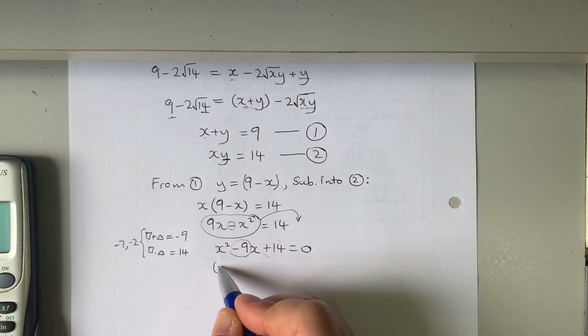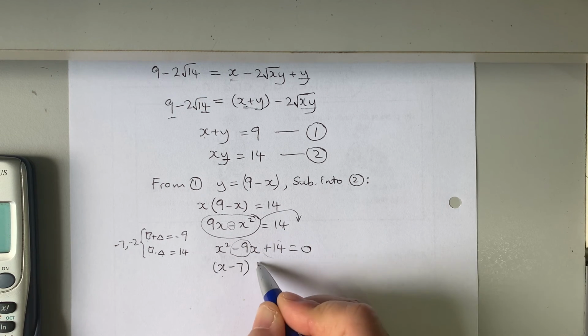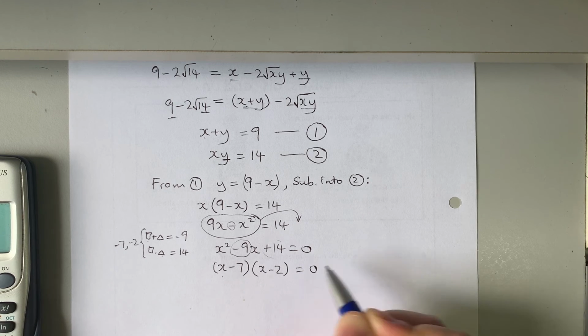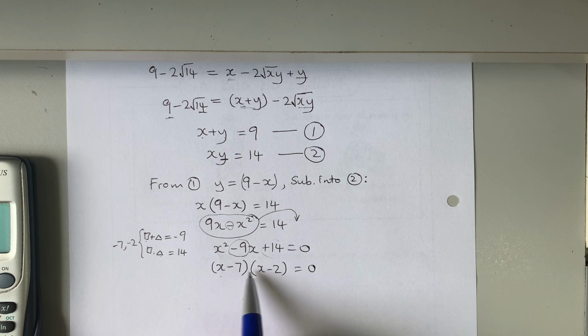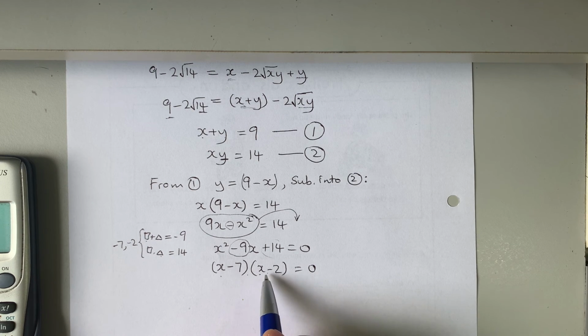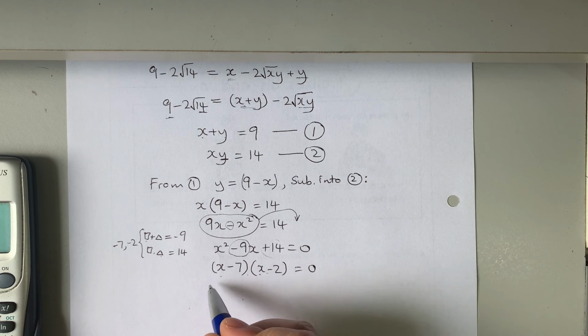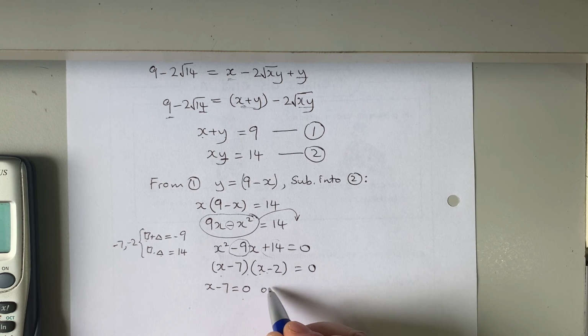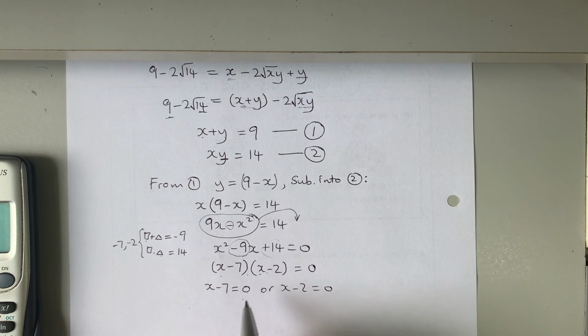So let's put them in brackets. x take away 7 and x take away 2 equals 0. If you do a quick expanding mentally, you would see that you will return that quadratic. That's how you check your two brackets. Now, two things times to give you 0. So either the first product is equal to 0, or the second product is equal to 0, or both of them could be equal to 0. Right, so from there we would get x is equal to 7, or x is equal to 2. x is equal to 7 or 2.